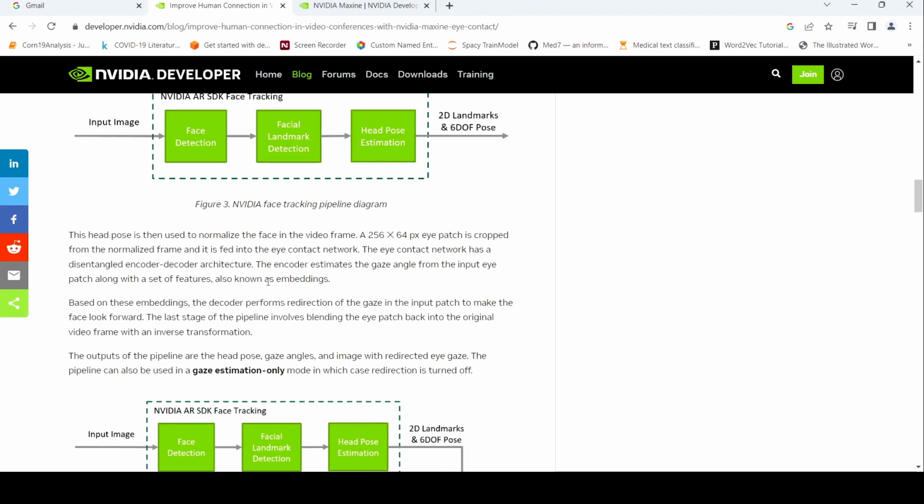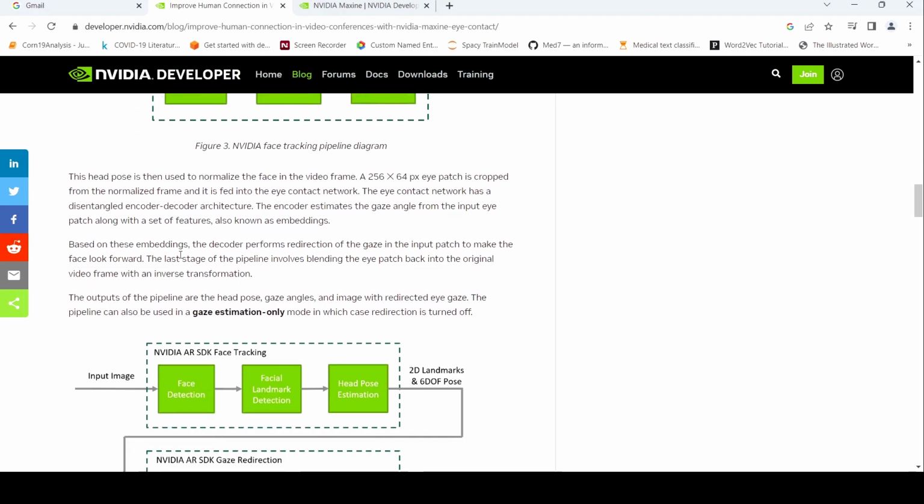And it is fed into something called an eye contact network. The eye contact network has an encoder decoder architecture. The encoder estimates the gaze angle from the input eye patch along with a set of features known as embeddings. Based on these embeddings, decoders perform redirection of the gaze in the input patch to make the face look forward.